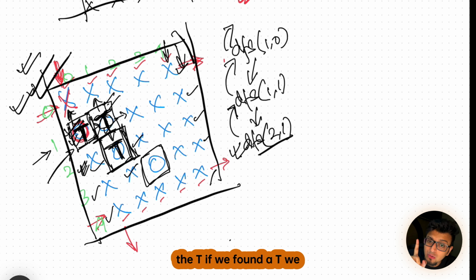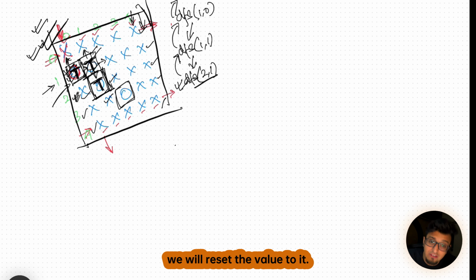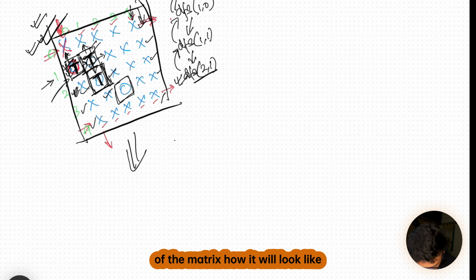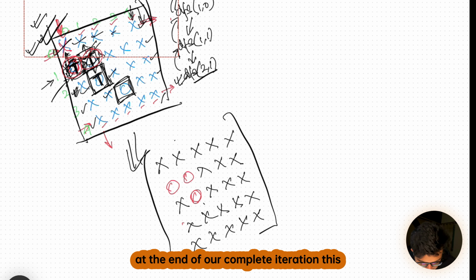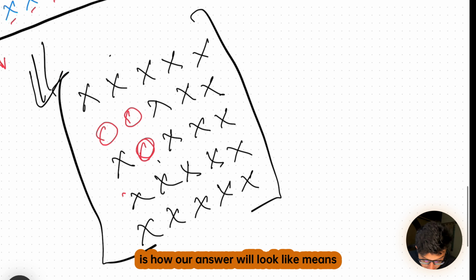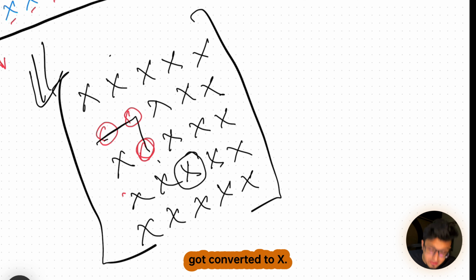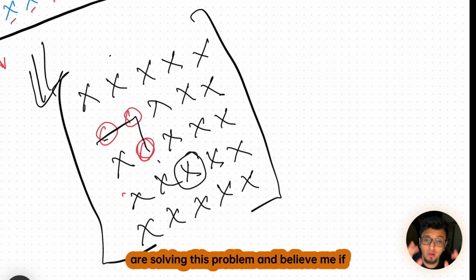And what will happen to the T? If we find a T, we will simply convert the T into 0, means we will reset the value to it. So at the end of the complete iteration of the matrix, how will it look like? It will look something like this. And thus at the end of our complete iteration, this is how our answer will look like. Means only 3 zeros over here, and this 0 got converted to X. I hope this is clear how we are solving this problem.